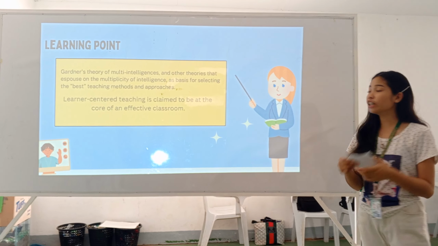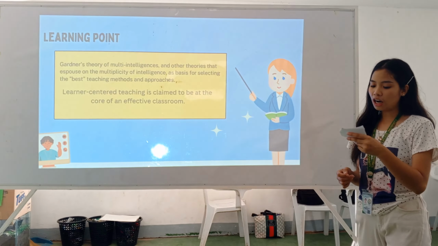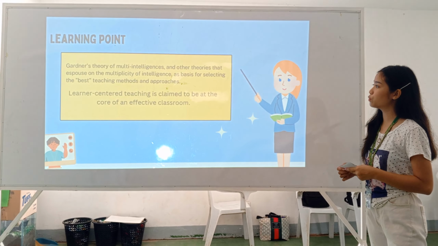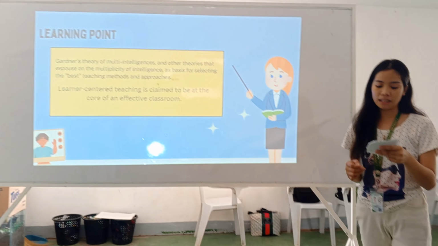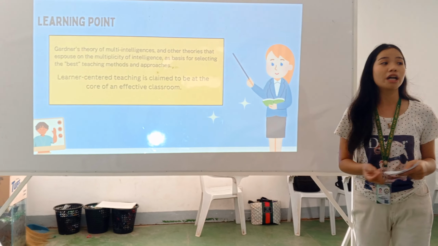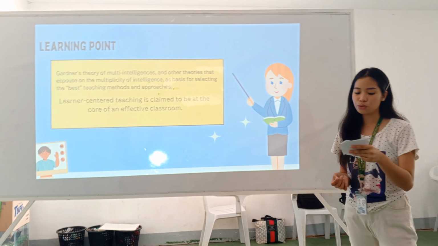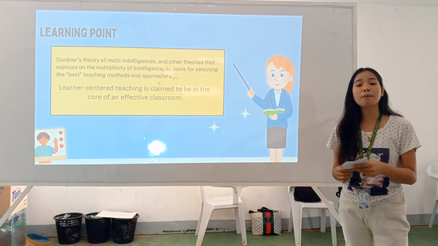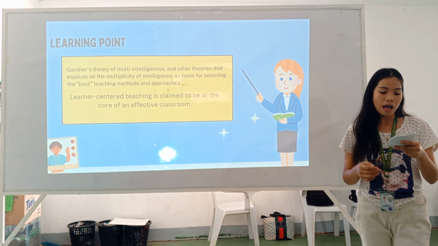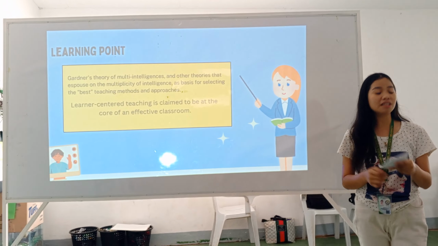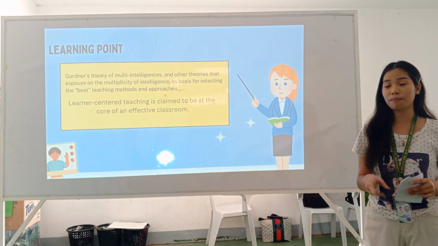According to Gardner's multiple intelligence theories and other theories, the teacher should be observant and should identify the behavior, talents, and interests of a student or learner so that their talents can be focused on and developed, using the appropriate or best method.